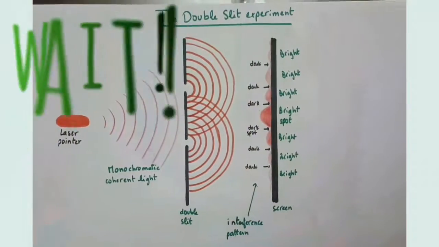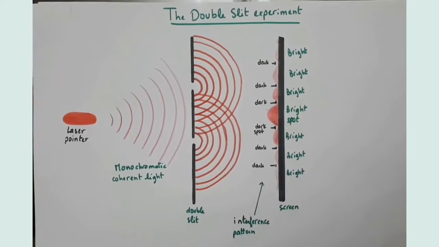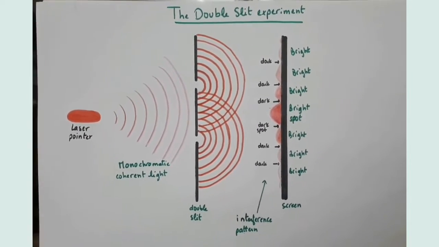But wait a minute, if light is a particle, then why doesn't it exhibit this property? What about Einstein and photons? Physicists set up a light source that emitted one photon at a time, but after a while of observation, the same interference pattern was seen. Physicists were completely baffled by this.